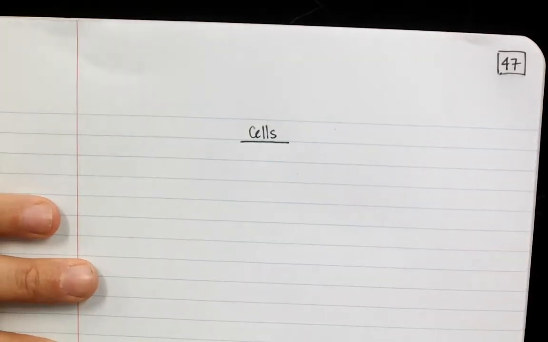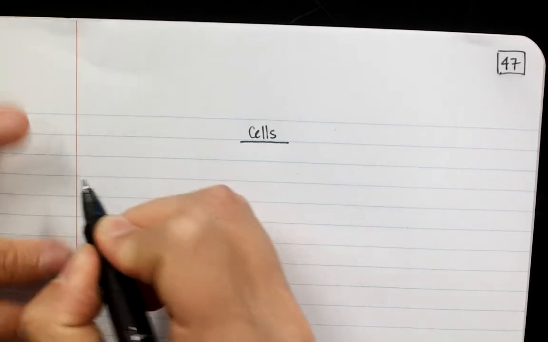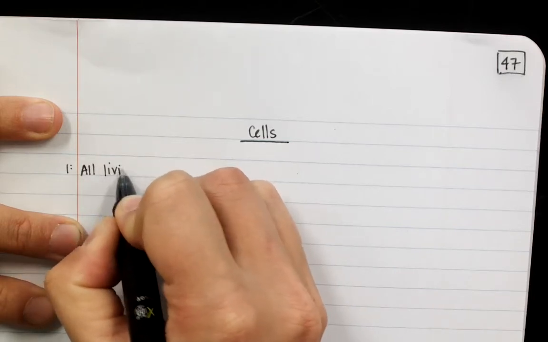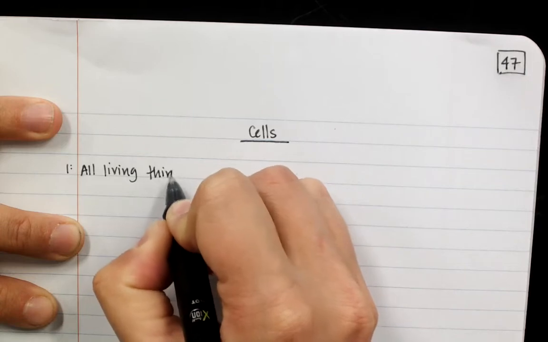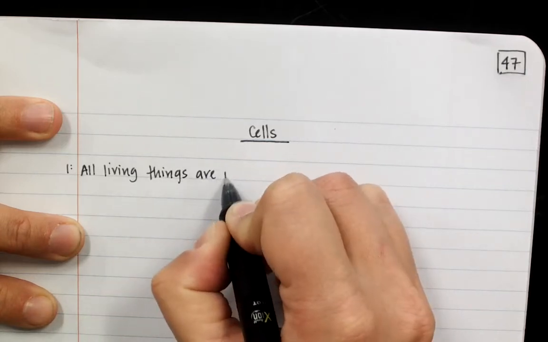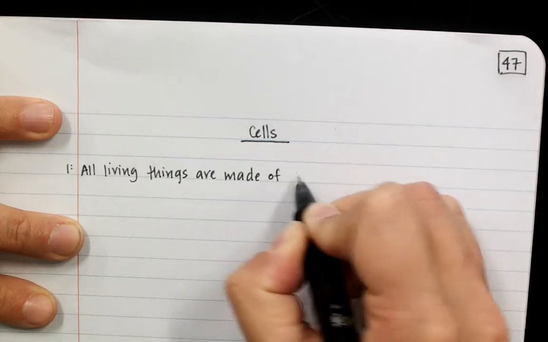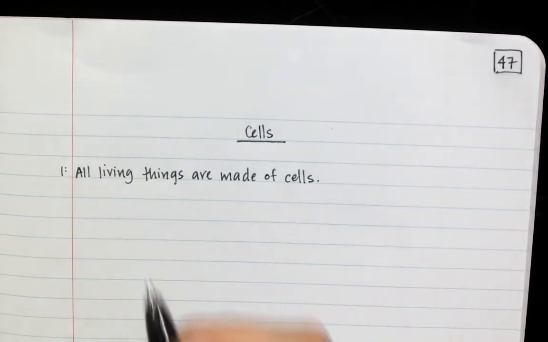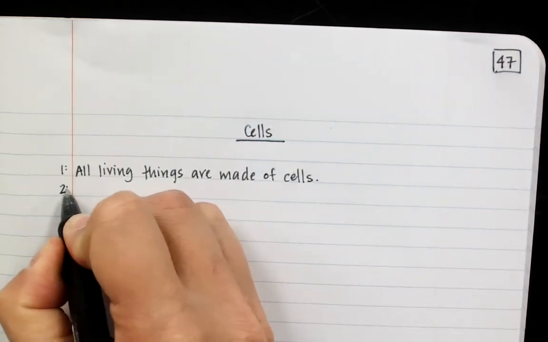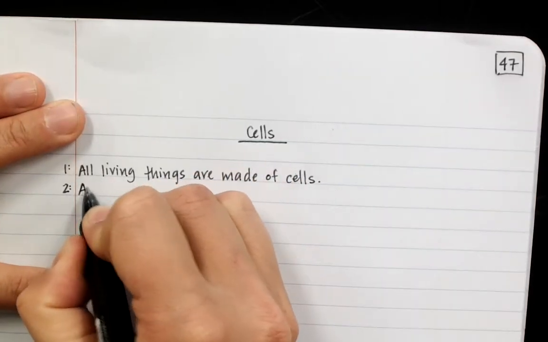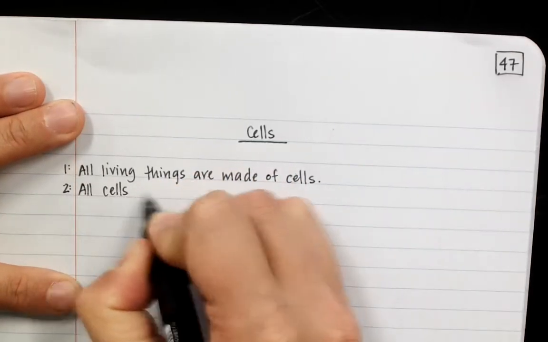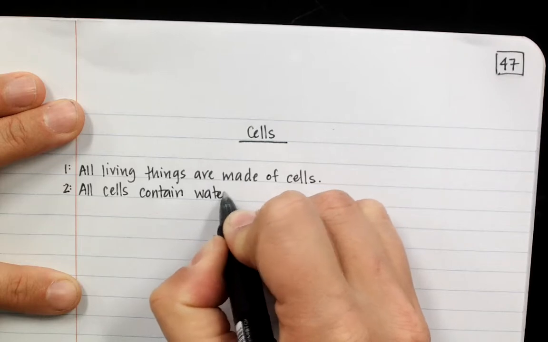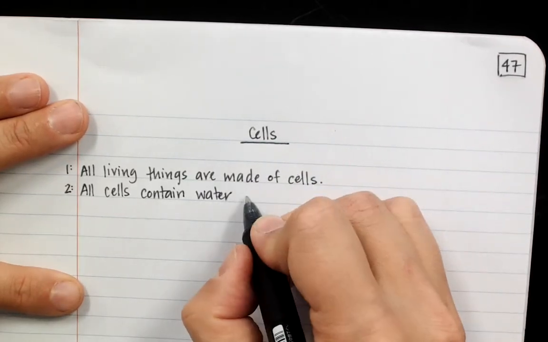So the first thing that you need to know is that all living things are made of cells. And that's a rule that we have known before. The next thing is that all cells contain water. And they also contain biomolecules.